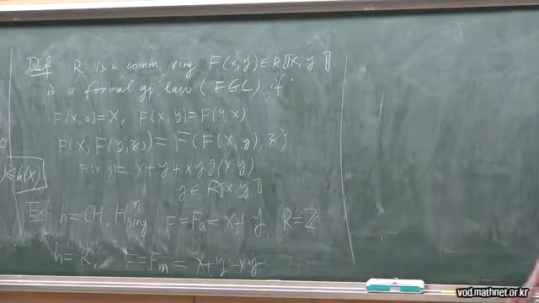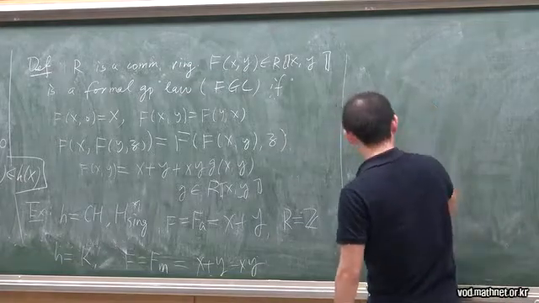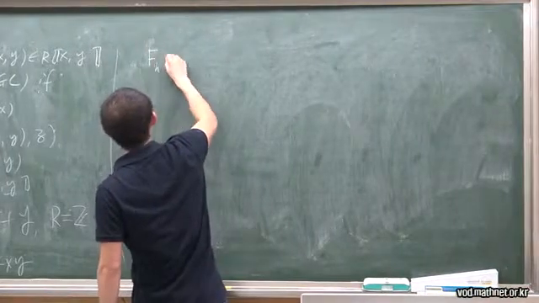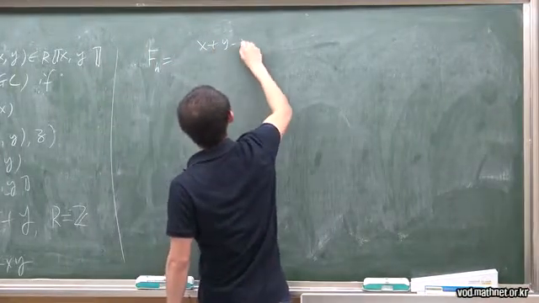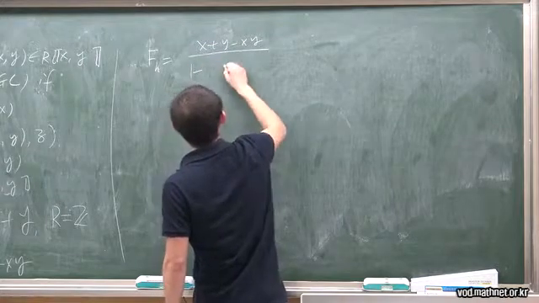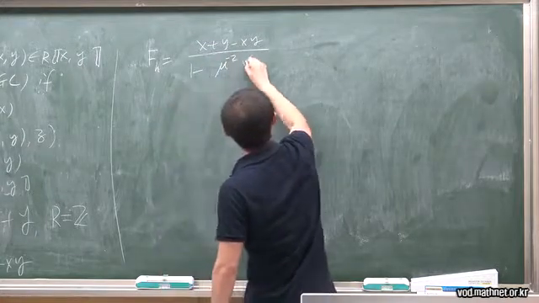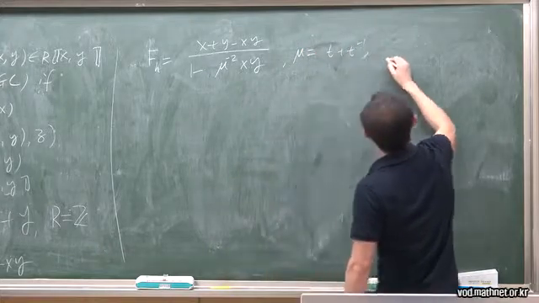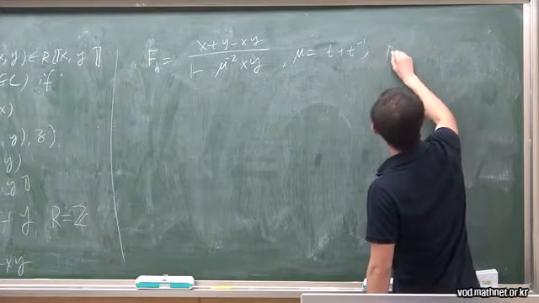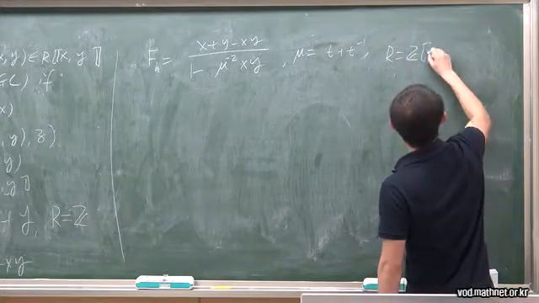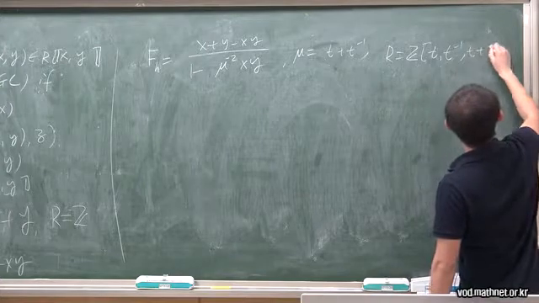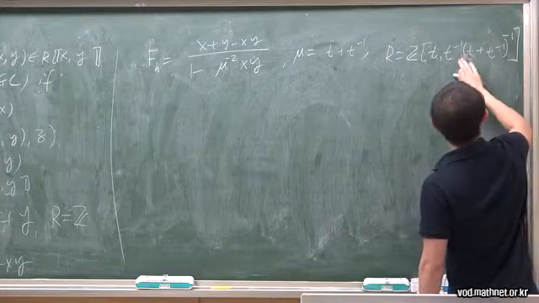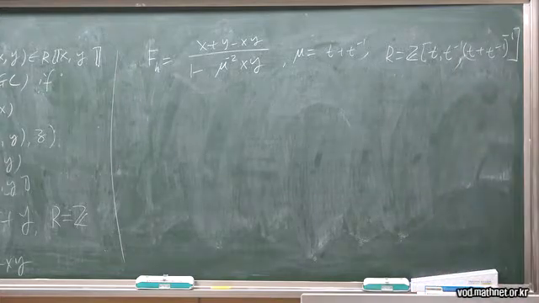Now that's another one that I may mention later. You know, this formal group law will be this one: (x + y - μxy) divided by (1 - μ^2 xy)... where μ is equal to t + t^{-1}, and R is this ring. So that's a strange formal group law.